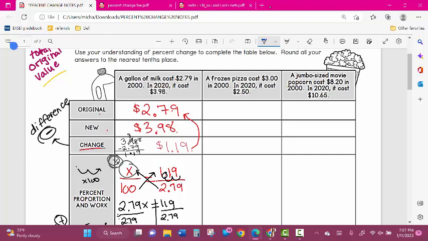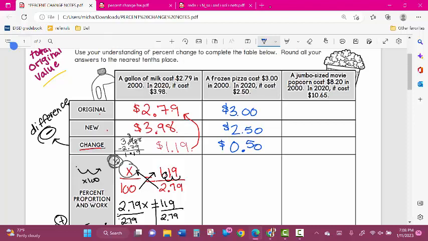So the original price was $3. The new price is $2.50. I'm going to let you work out that subtraction, and I'm going to give you 20 seconds. Five more seconds. Okay, the difference between $2.50 and $3 is 50 cents.